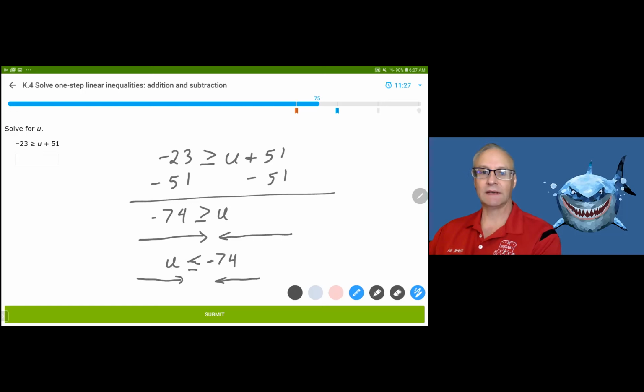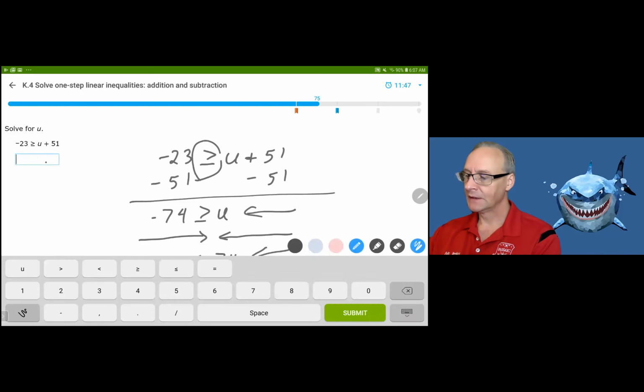And I can remember as a kid, I had a really hard time understanding that this could be read either way, because depending on which direction you read it. I'm going to go ahead and write the answer this way, but it's not wrong to write it the other way. Either one is correct because they both represent the same inequality. So this is u is less than or equal to negative 74. Make sure I didn't make a mistake. Yeah, it's fine.